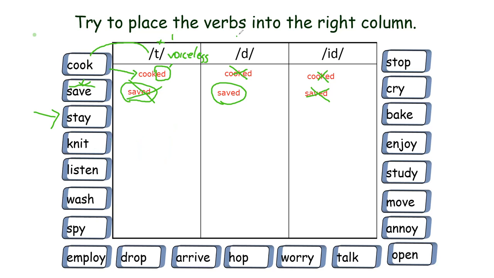Stay. The second. Okay. This is the first, this is the second, and this is the third. Second, okay. Stay, go here. Knit. Letter B. Knitted. So, number one, number two, or number three? Number two. Two. Did you agree that is number two? Yes, teacher. Incorrect. Why?